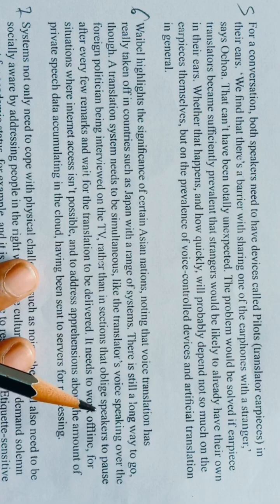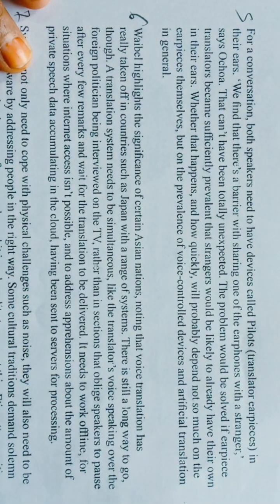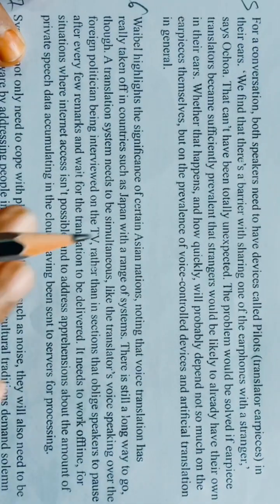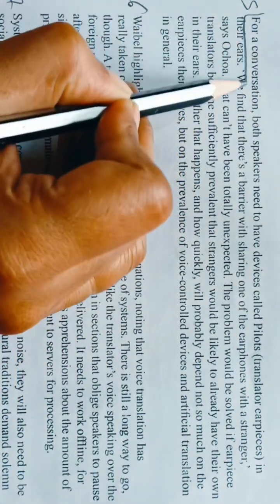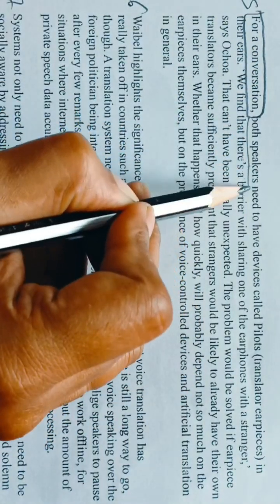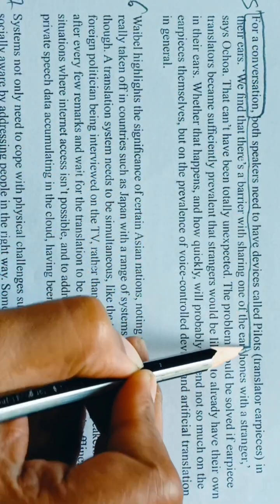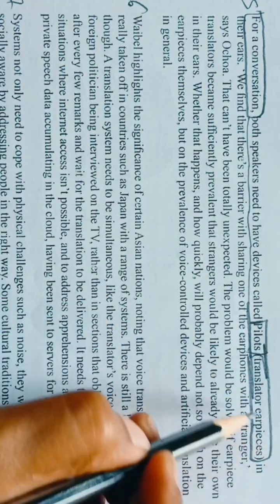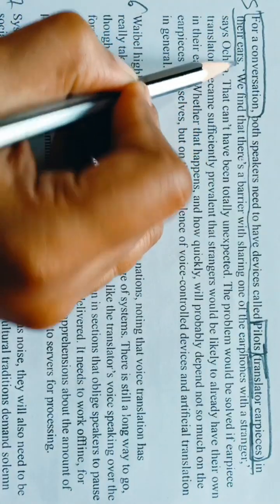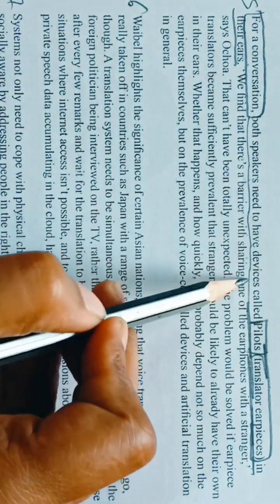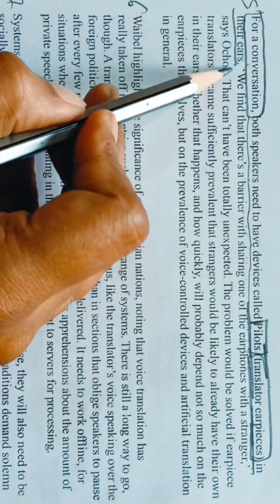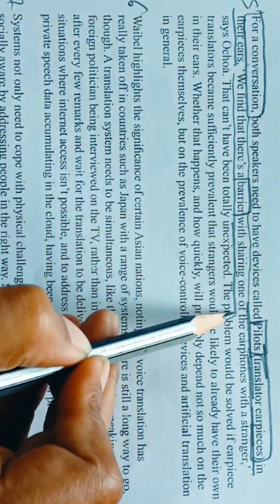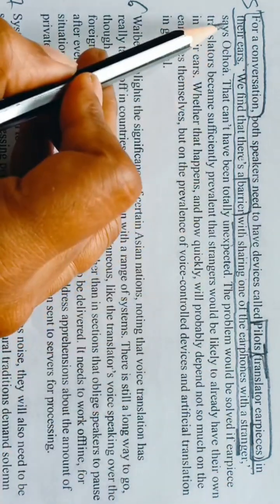Okay, so now let's quickly read it. For a conversation, both speakers need to have devices called pilots, translator earpieces. So this is our keyword, earpieces, in their ears. For a conversation, both speakers need to have devices called pilots in their ears. We find that there is a barrier with sharing one of the earphones with a stranger, says Ochoa.